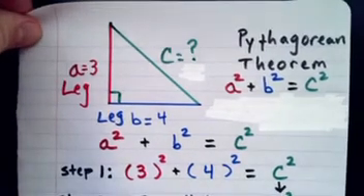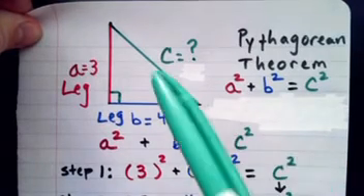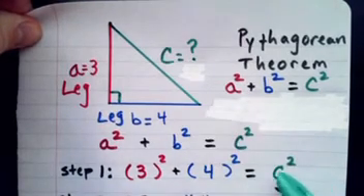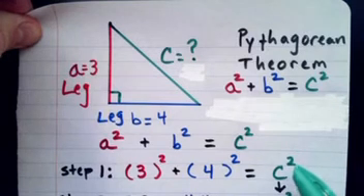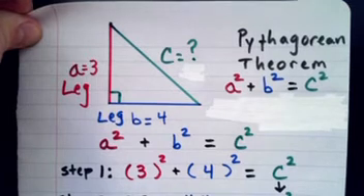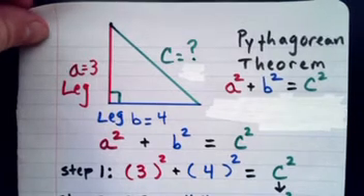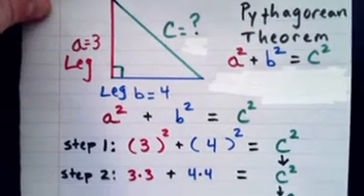And by the way, in order to get the value of c, we have to free up the term c from this power of 2 by doing the opposite, which is the square root. That'll come a little bit later towards steps 5 and 6. So again, first step, substitute those values.